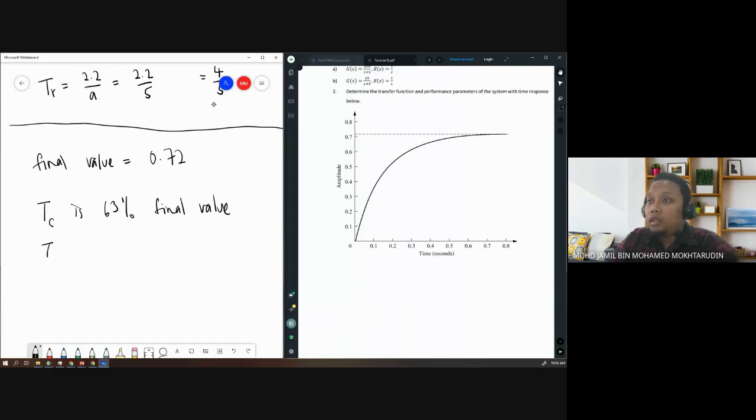So TC equals 63%, which is 0.63 times the final value 0.72. So you can use calculator. So you should get about 0.4536. Okay.